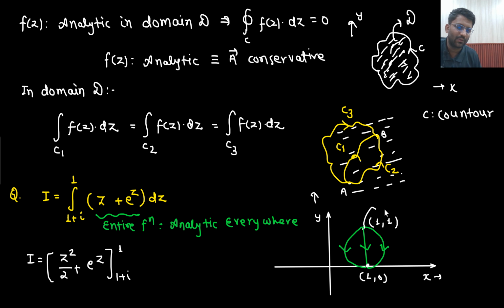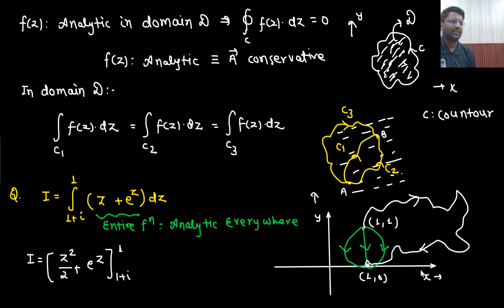Even if you take this path, that you go from here to here, and then you reach here, then also you will get the same result. Is that understandable to you? Okay. So just put the value, you will get the answer.